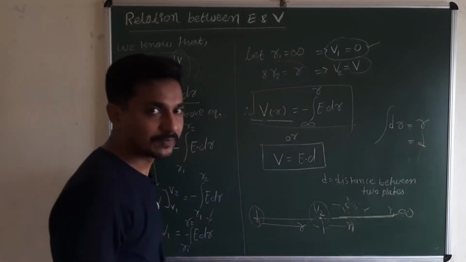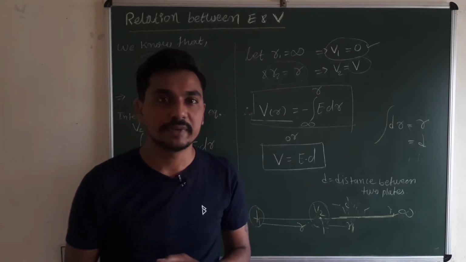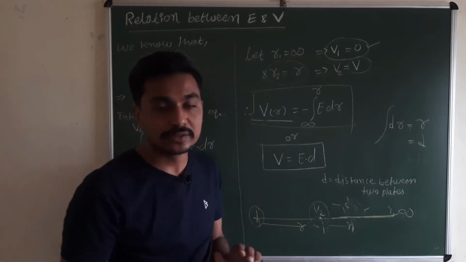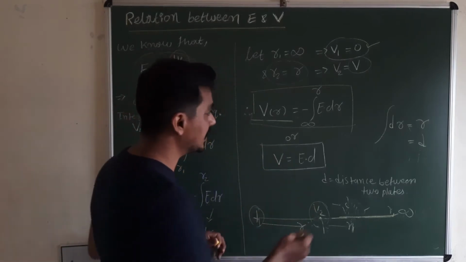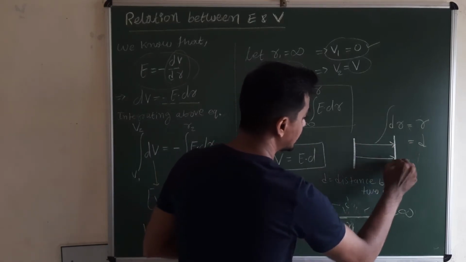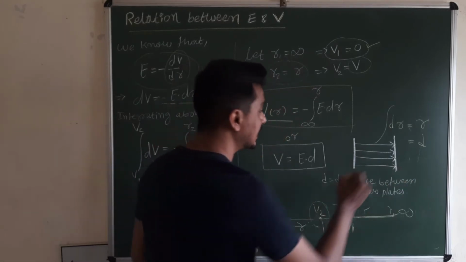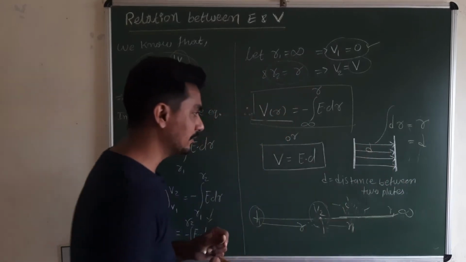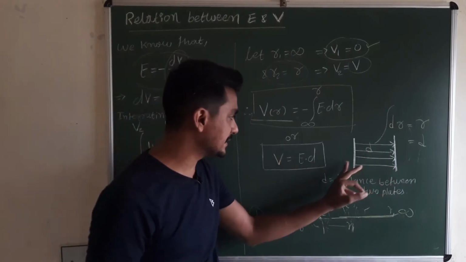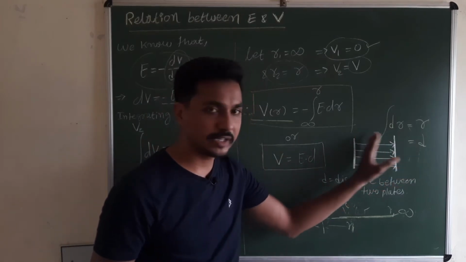So either we can use this equation, or if we integrate dr, the integration is r, or d, anything. Suppose there is a parallel plate capacitor. In this chapter you will learn about capacitors. If there are two plates, either parallel or cylindrical, then between the two plates the electric field is uniform, and the distance between the plates is d. If it is asked to find the potential between the plates, then what will you write? The electric field is uniform between the plates.